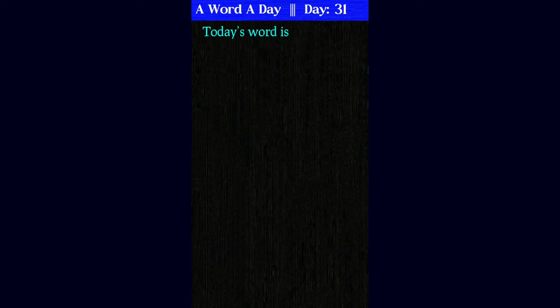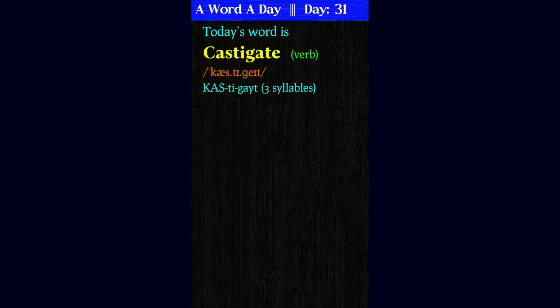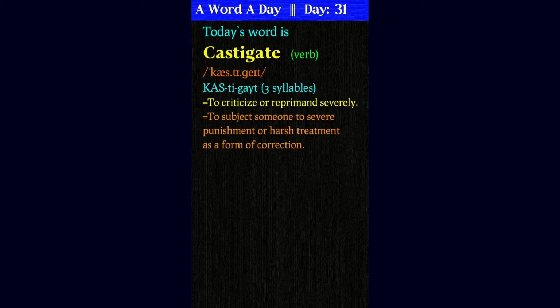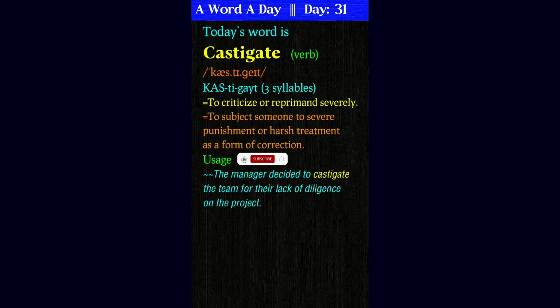Let's start. A word a day, day 31. Today's word is castigate. Castigate. 3 syllables. Castigate is a verb. Castigate means to criticize or reprimand severely, or to subject someone to severe punishments or harsh treatment as a form of correction. Usage. The manager decided to castigate the team for their lack of diligence on the project.